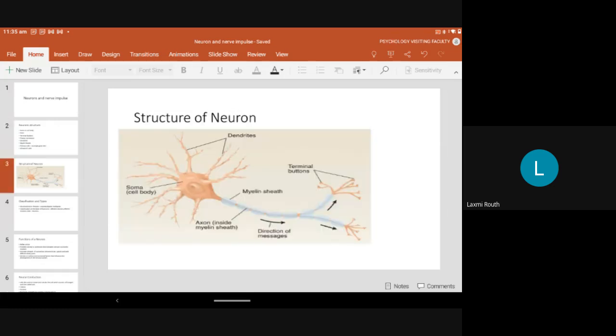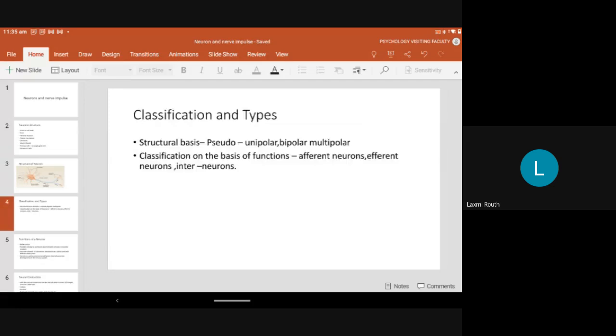You can see there are certain gaps here. These gaps are known as the nodes of Ranvier. Now, the next slide is about the classification and types of neurons.